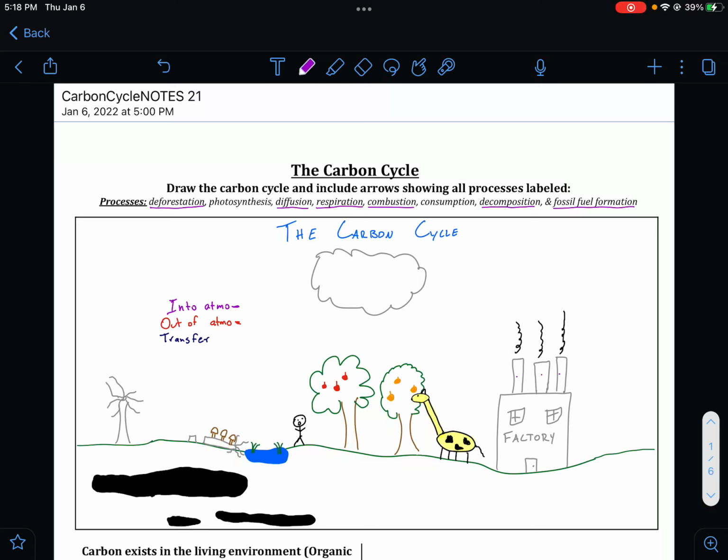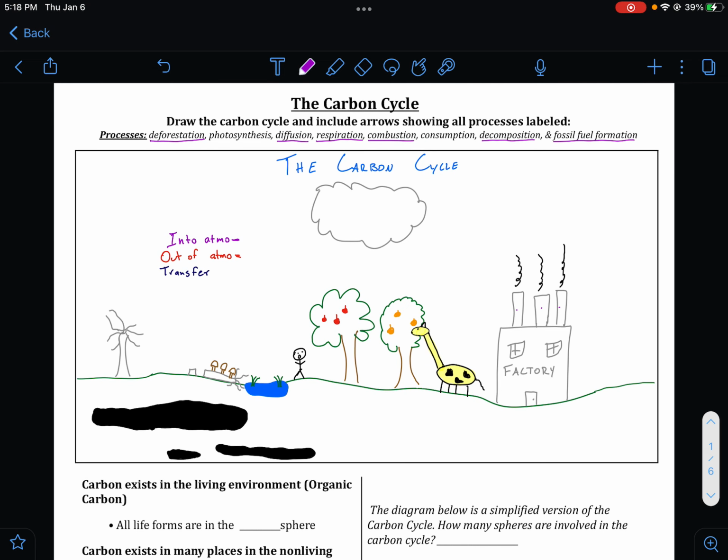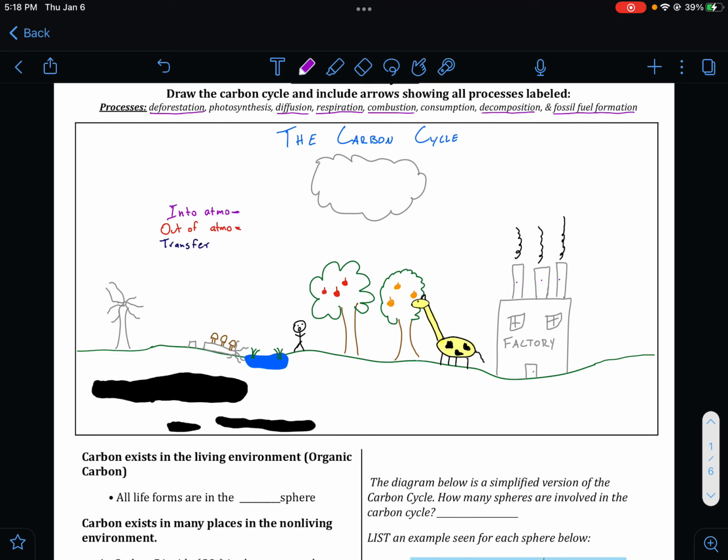Hi everybody, Mr. Mahadi here to talk about the first part of our carbon cycle notes. So, very first thing we need to do before we get going anywhere is that huge blank box at the top of your carbon cycle notes. I need you to either pause this video right now or take a screenshot of this picture and draw your own picture inside that carbon cycle, the big box there at the top.